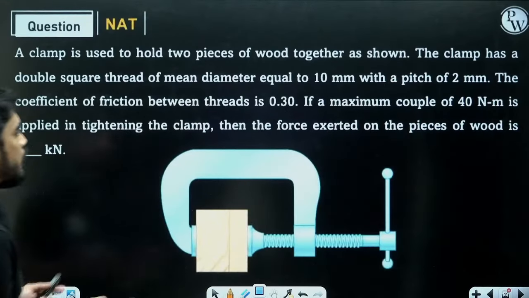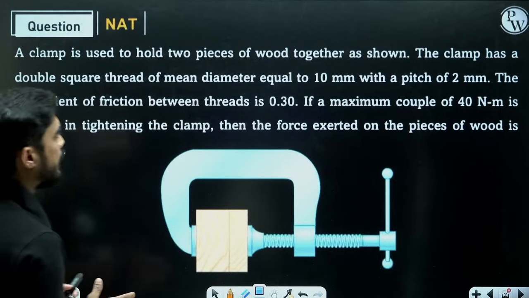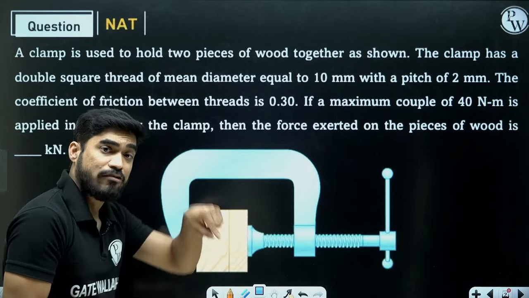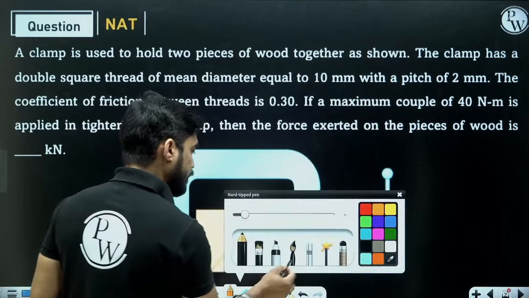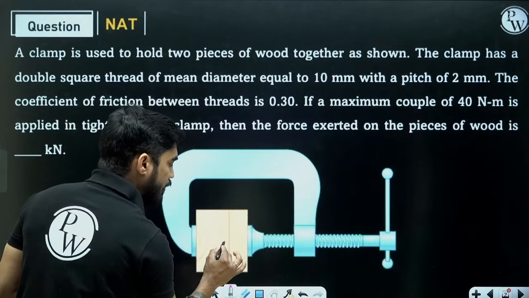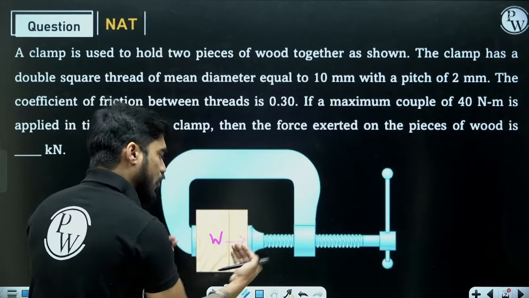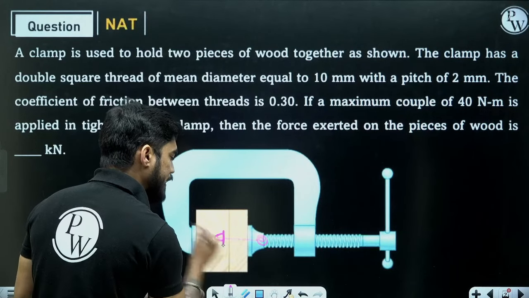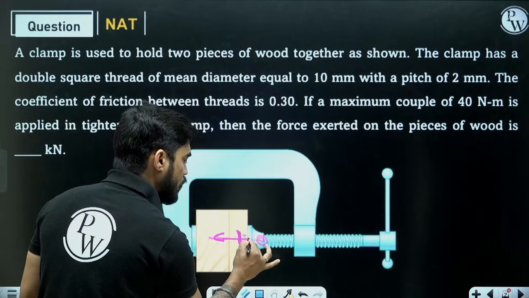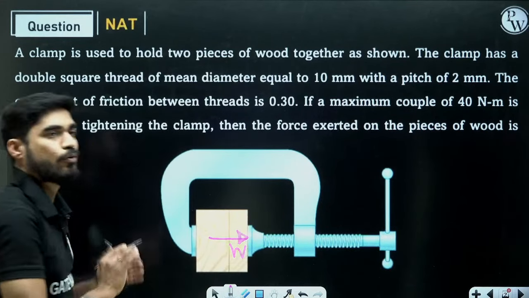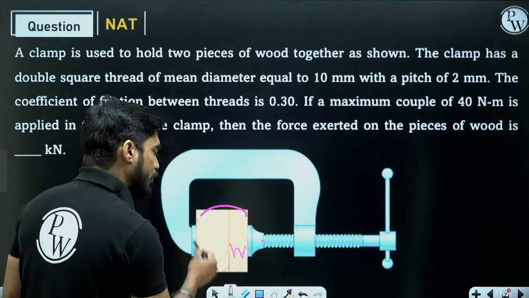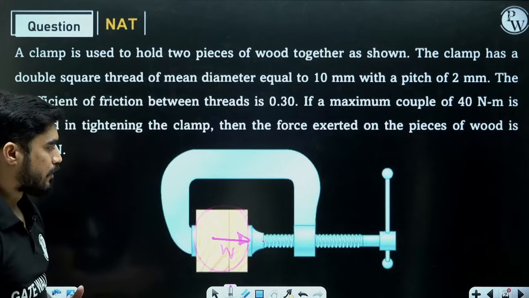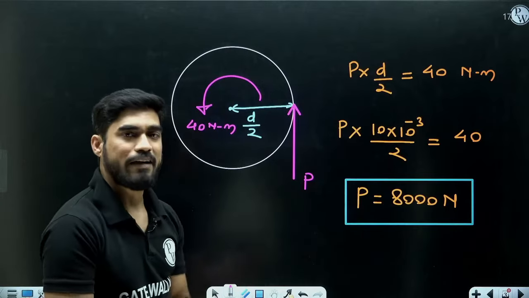Now what I want to do is use this value of P in order to find the value of W, because the force exerted on the piece of wood will be equivalent to the weight W. When you put the weight on the screw jack, that weight is acting like this. Here also, if you are tightening this clamp, then the screw jack will apply a force on the wood, so the wood will apply an equal and opposite force on the screw, and that force is W. So we want to calculate W using the value of P.